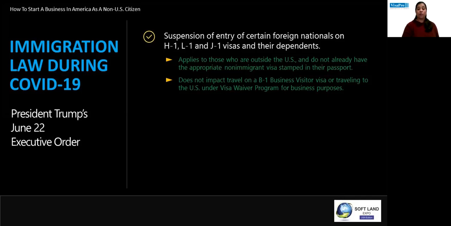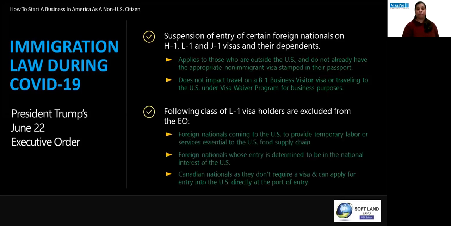It's important to note that the proclamation does not impact travel on a B1 business visitor visa or traveling to the US under the visa waiver program for business purposes, unless you're coming from one of the affected countries. Foreign nationals seeking short-term entry into the US to engage in legitimate business activities may continue to seek admission into the US under the B1 or visa waiver.